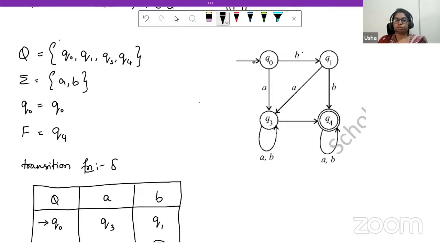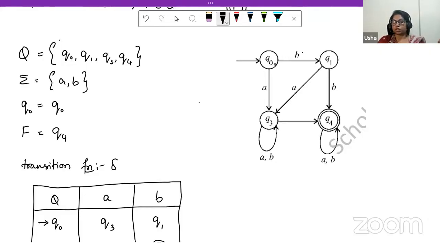Observe here carefully. From Q naught, if it starts with A, then it will go to this Q3. And once it goes to Q3, whether it is A or B, it stays in Q3 itself. It doesn't reach the final state. Any string that starts with A does not reach the final state. Did everybody understand this? Next example.